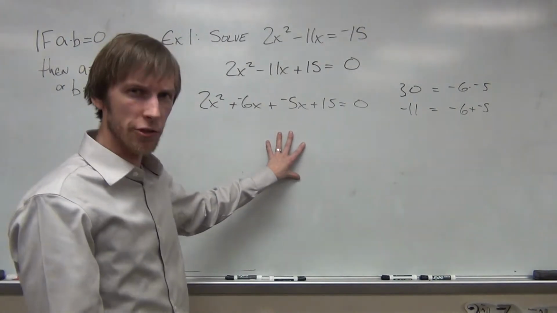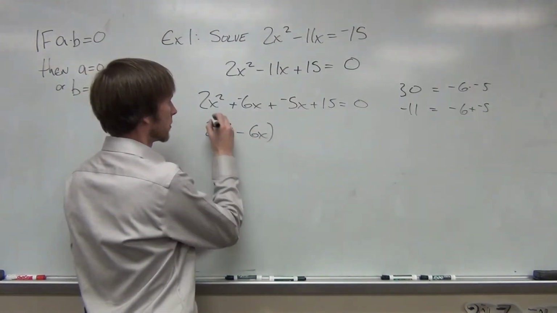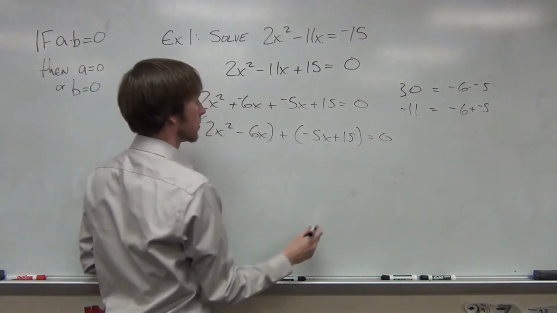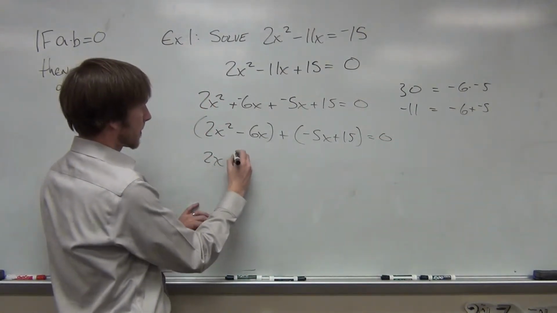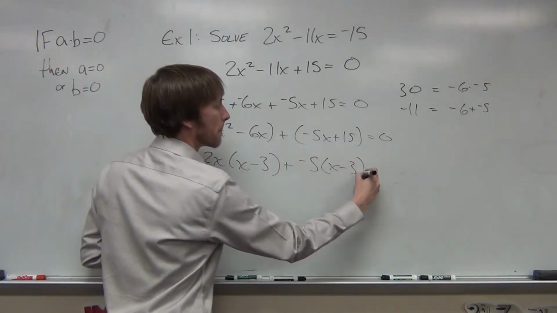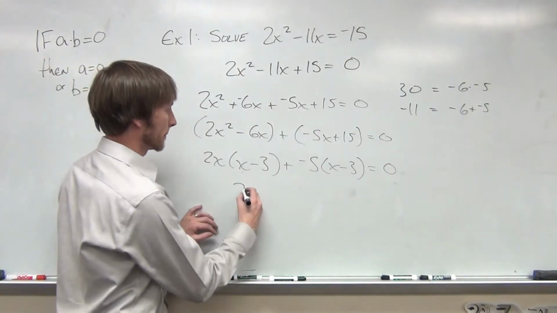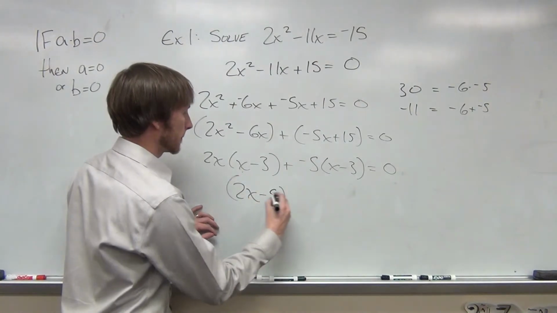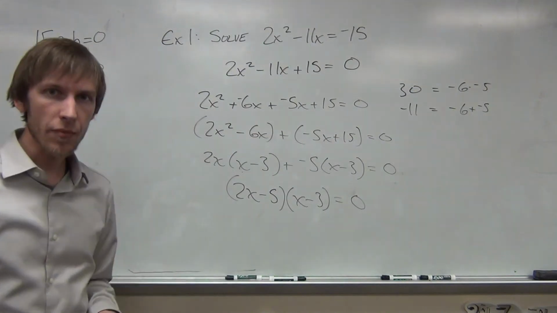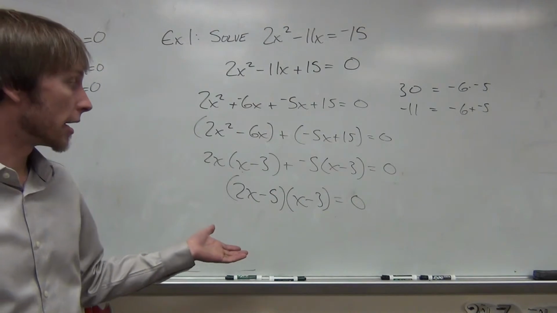We'll factor by grouping, just like we did on our homework. And so we factored our quadratic. We have 2x minus 5 multiplied by x minus 3.